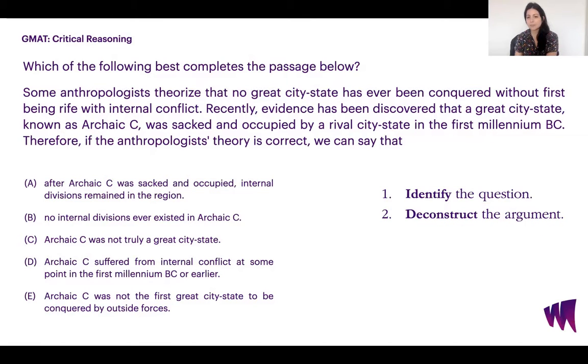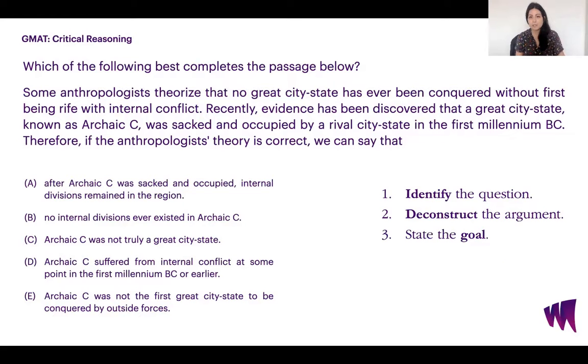The next step is to state the goal. So we're going to look at the last sentence. It says, "Therefore, if the anthropologist's theory is correct, we can say that." So what we want to do is figure out what we can come up with based on the theory and based on the evidence. What we can conclude is that if Archaic C was conquered in the first millennium BC, the internal conflict had to happen sometime before it was conquered.